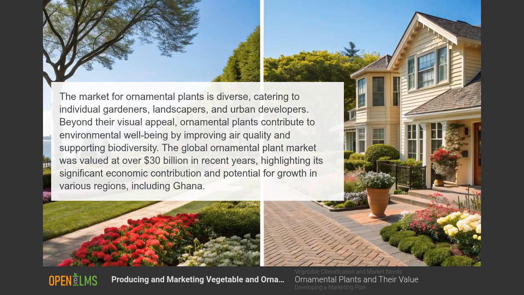The market for ornamental plants is diverse, catering to individual gardeners, landscapers, and urban developers. Beyond their visual appeal, ornamental plants contribute to environmental well-being by improving air quality and supporting biodiversity. The global ornamental plant market was valued at over $1 trillion in recent years, highlighting its significant economic contribution and potential for growth in various regions.